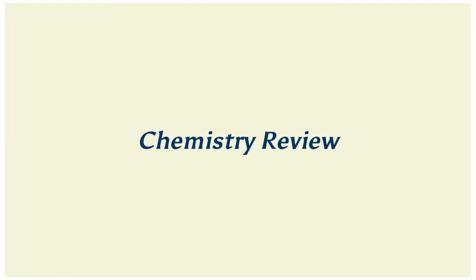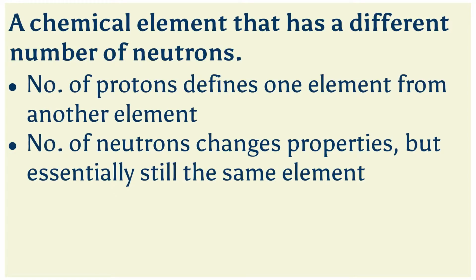All right, now we're going to do a quick chemistry review. An isotope is a chemical element that has a different number of neutrons. Remember that it's the number of protons that defines an element. Having different numbers of neutrons does change some of those properties of the element, but it's essentially still that same element. It doesn't matter how many neutrons there are in an element. If there's one proton, it's hydrogen. Doesn't matter how many neutrons are in that element.